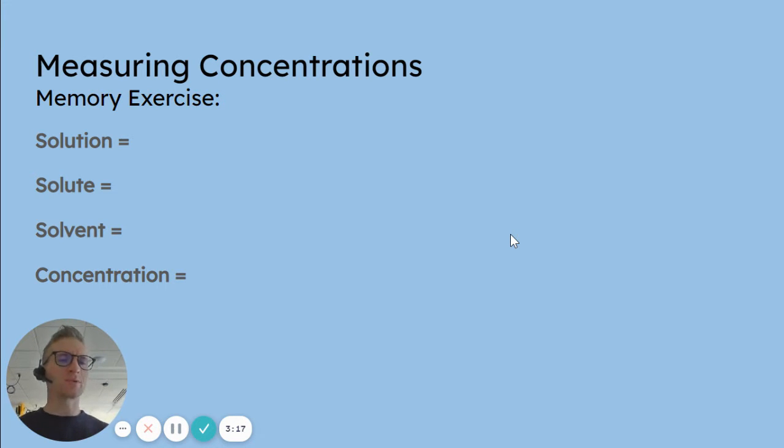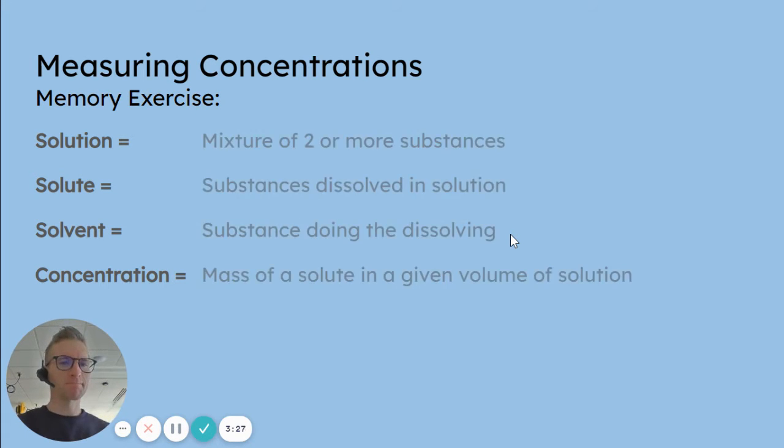So for the rest of this, we need to describe a few chemistry terms that it's probably been a while since you covered. First is a solution. That's a mixture of two or more substances. Solute is the substance that is dissolved in a solution. The solvent is the substance doing the dissolving. And concentration is the mass of a solute in a given volume of solution.